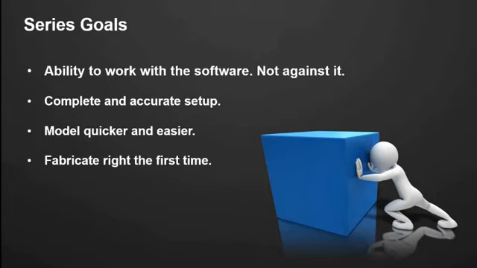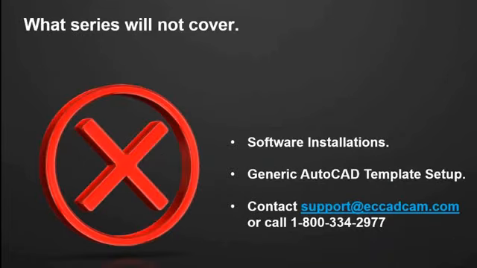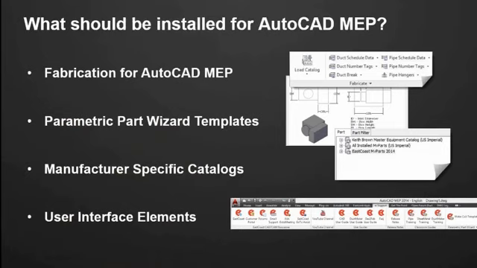To do that, we need to give you a complete and accurate setup of both your software and your CAD templates that allow you to model quicker and easier and to be able to create your fabrication drawings correctly the first time. Again, we're not going to cover the installation of the software. We have a support team that does that, and we will probably not cover any generic AutoCAD template setup. What I mean by that is your dimension styles, your text styles, that sort of thing. That's information that's been well known for a long period of time, and you can discover it in the help file.